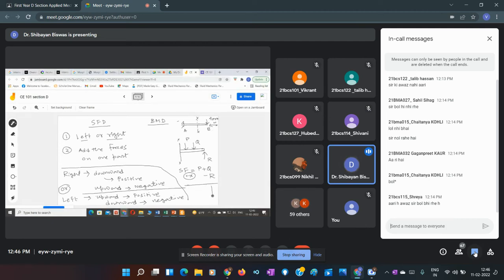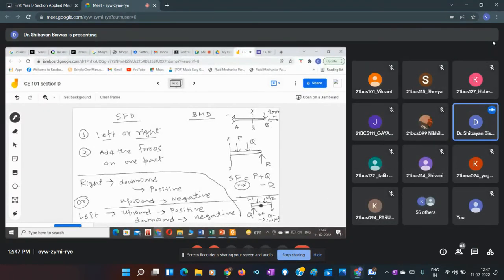Now for another part, say it is a left part of any beam, if this is a Q acting here and there are two forces acting here, W1 and W2, what will be the shear force at this section? Q minus W1 minus W2. Very good. Yes, Q minus W1 minus W2 will be the shear force for this section.